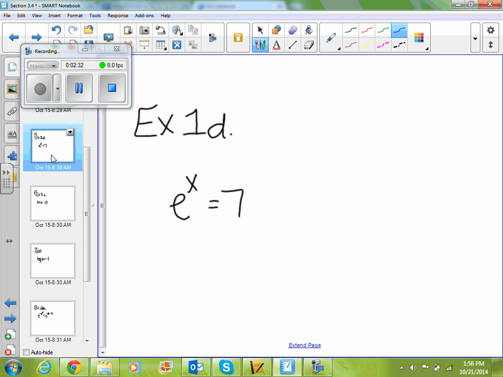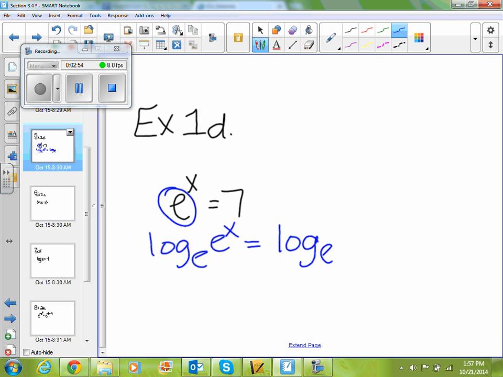Okay, so look at example D. I have e to the x equals 7. And whenever you're trying to get rid of a base, we're going to take the log of that base. So log base e of e to the x, and I'm going to do the same thing on the other side. So log base e of 7, because that helps keep each side of my equation balanced. Okay, and log base e is actually natural log. So I'm going to take natural log of e to the x and natural log of 7.